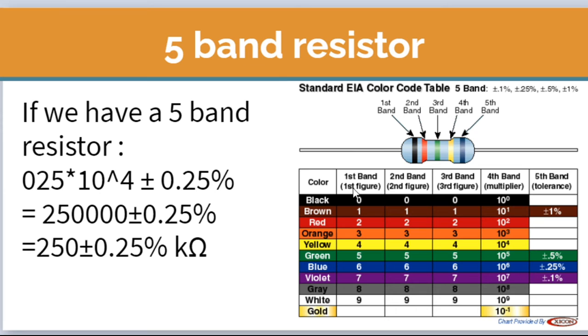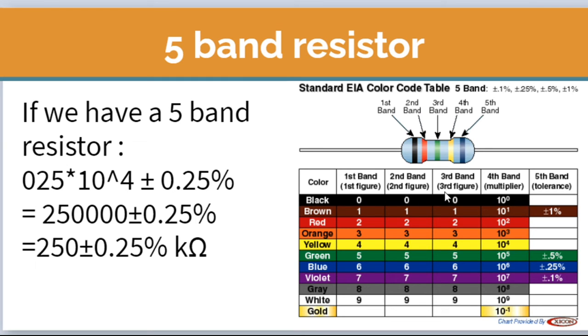The first band is black, so the value of black is 0, so we are going to put 0. Then the second color is red, and the value of red is 2, so we are going to put 2. Then the third band's color is green, so the value of green is 5. So then we have 025, or 25, from the first 3 bands.